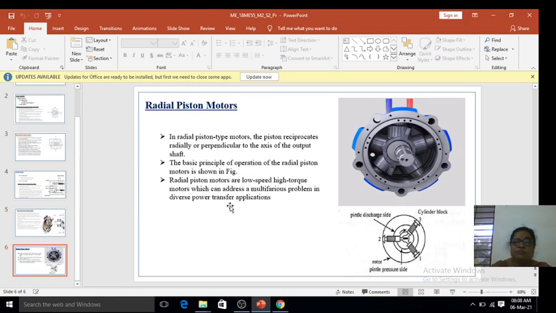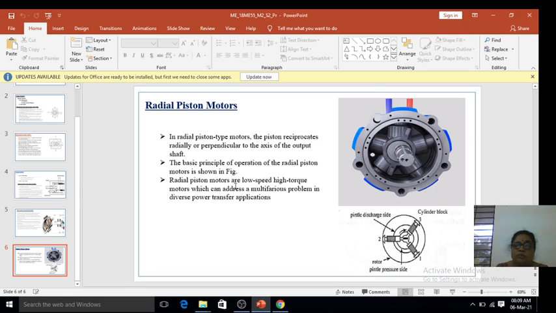Now the radial piston pump. This is another type of piston pump. In the radial piston pump, as I told, the pistons are arranged radially, perpendicular to the axis of the cylinder block. The piston reciprocates radially, perpendicularly to the axis of the output shaft. You can observe here the basic principle of operation, that the axes are perpendicular to each other.